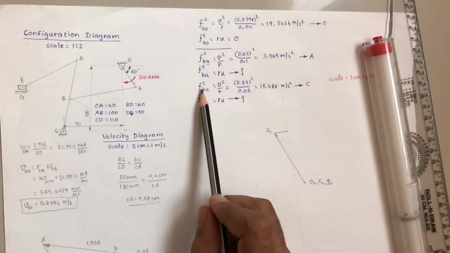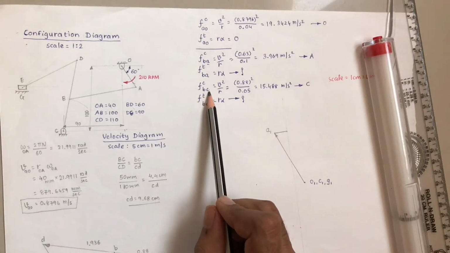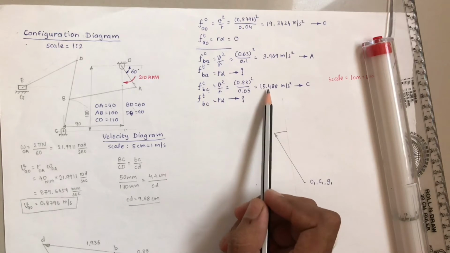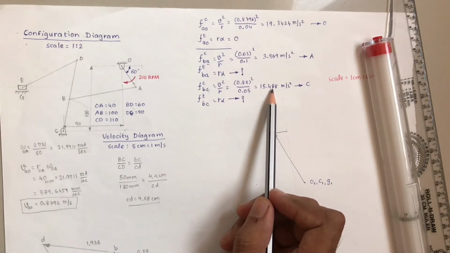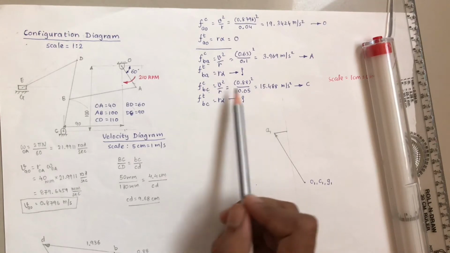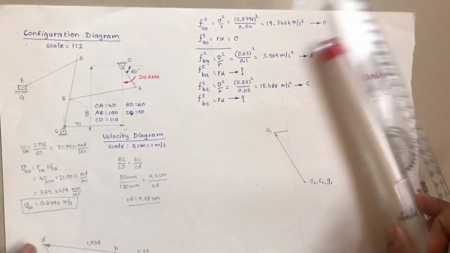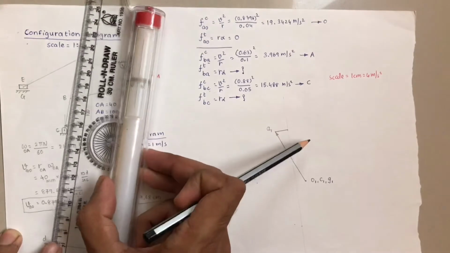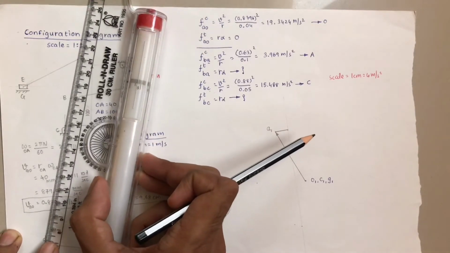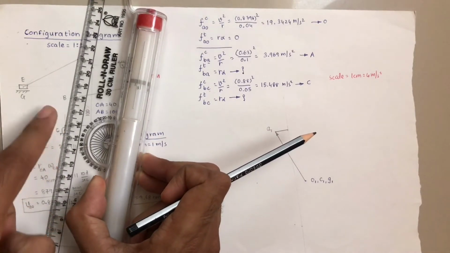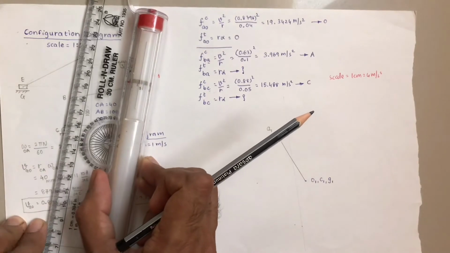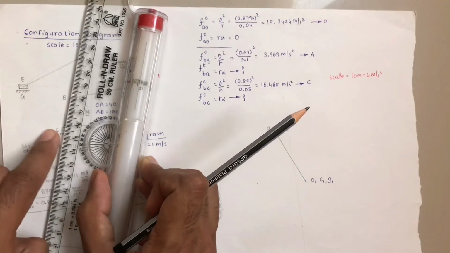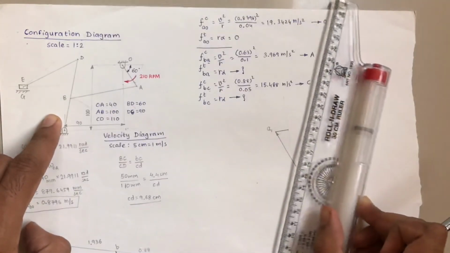After that, the centripetal component of the BC link we have, that is 15.488. According to the scale it is 15.488 divided by 4 in terms of centimeter. So keep a line parallel to the BC link, towards the C side, because C is the center of rotation. Passing from either B or C, we have the C point in acceleration.